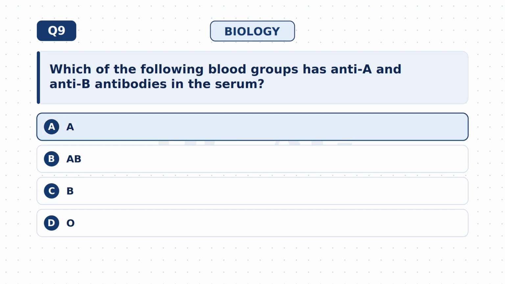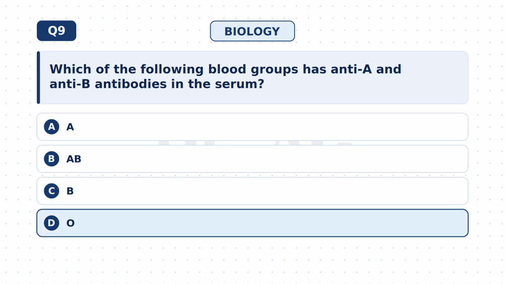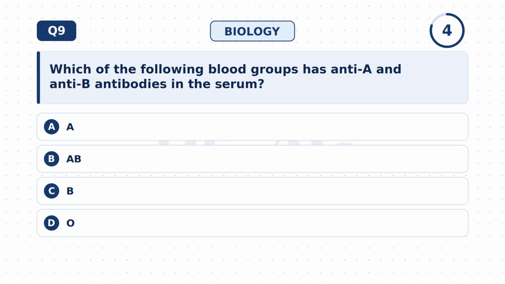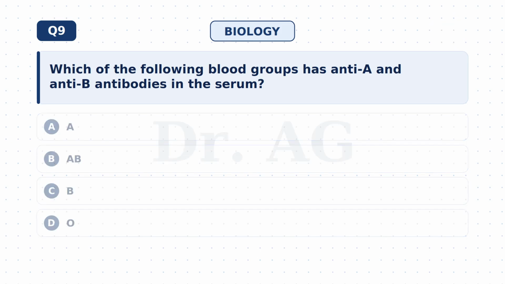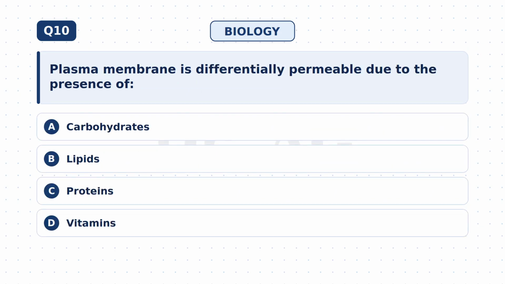Question 9. Which of the following blood groups has anti-A and anti-B antibodies in the serum? Option A. A. Option B. AB. Option C. B. Option D. O. The correct answer is D. O.